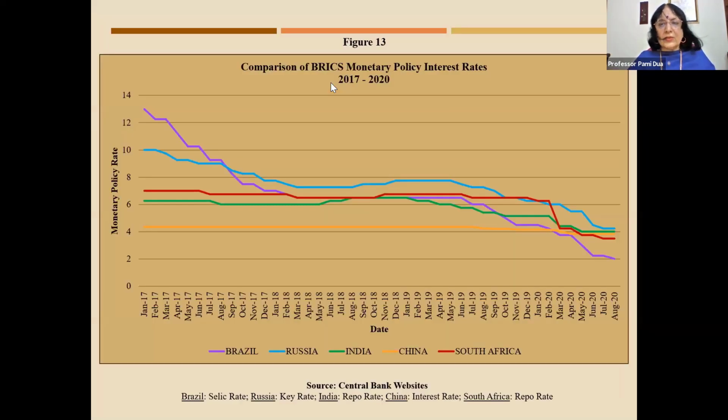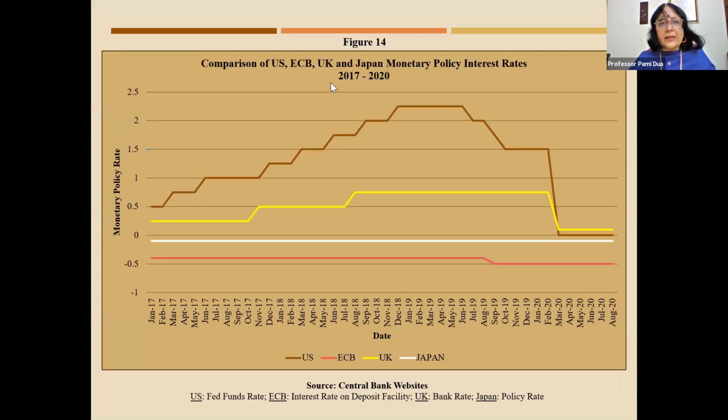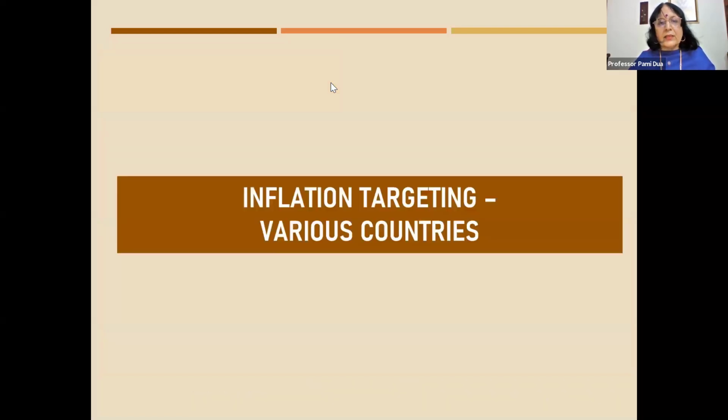So here I just want to show you how policy rates have moved in different countries. These are the BRICS countries, and you can see here India is the green line. You can see that all the policy rates are falling. Then here I have some of the developed countries, US, ECB, UK, and Japan. So apart from Japan, you can see that the policy rates have dropped in all other countries.